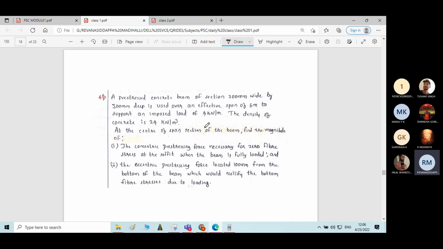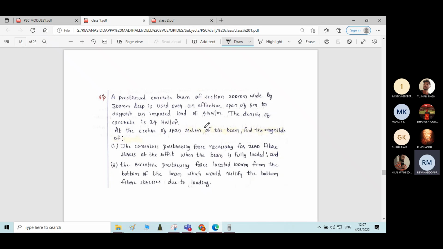Problem number 4 is a pre-stressed concrete beam of section 200 mm wide and 300 mm deep, used over an effective span of 6 meter to support an imposed load of 4 kilonewton per meter. The density of concrete is 24 kilonewton per meter cube. The sectional dimensions are given, the length of the beam is given, the live load on the beam is given, and the density of the concrete is also given. Even if it is not given, you need to assume the density as 24 kilonewton per meter cube.